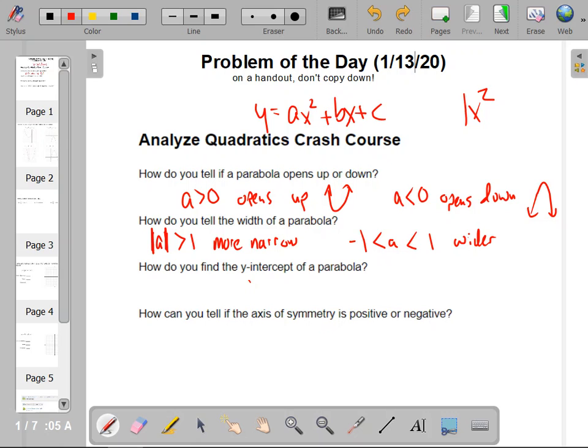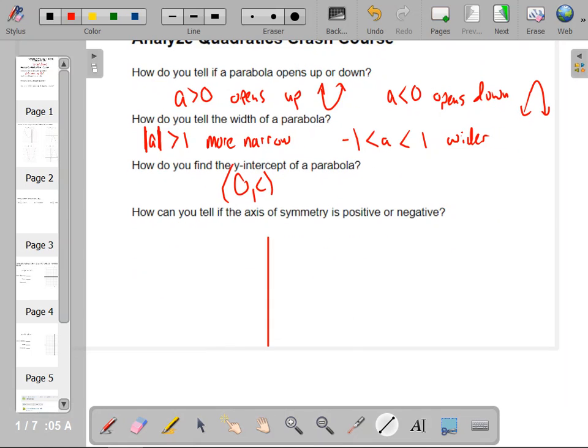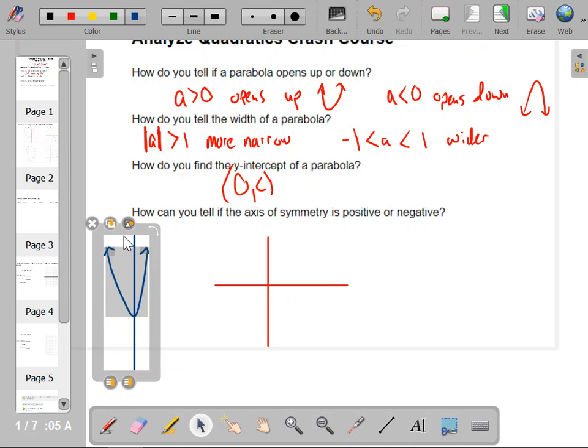Y-intercept is always your c value. The x-coordinate of the y-intercept is always 0 because it's on the y-axis, and it's always the c value, so 0, c. And then the axis of symmetry is, what we're talking about here is if I have a parabola, let me draw, there's a parabola sketch, and now I've got an axis of symmetry. So the axis of symmetry is that line that goes right down the middle, okay?